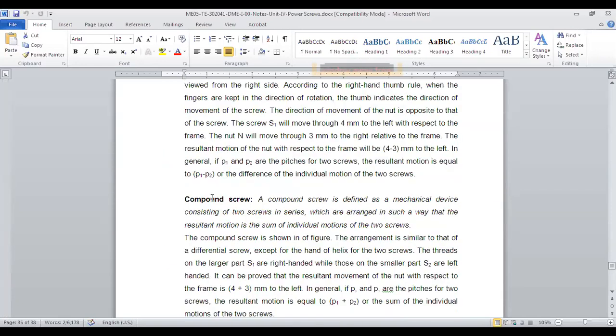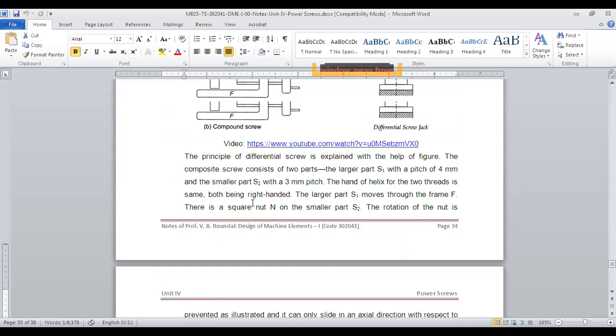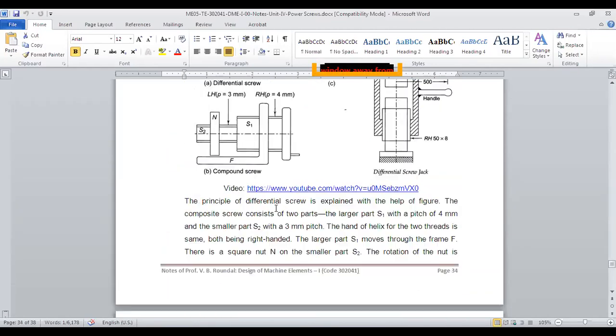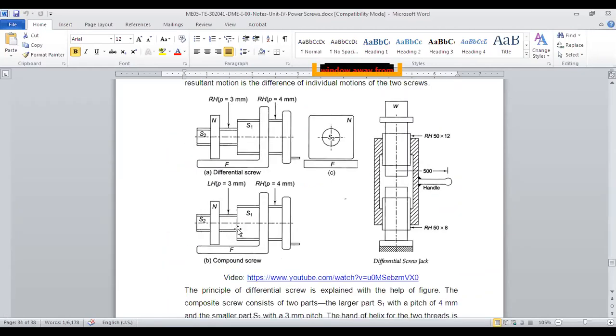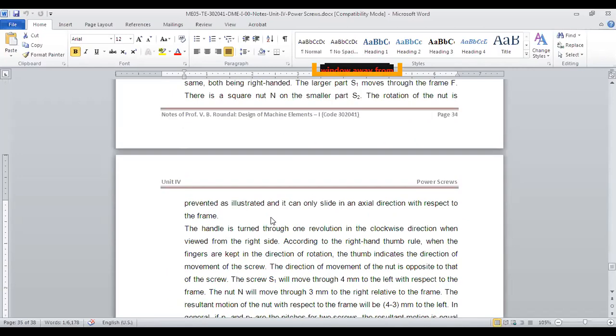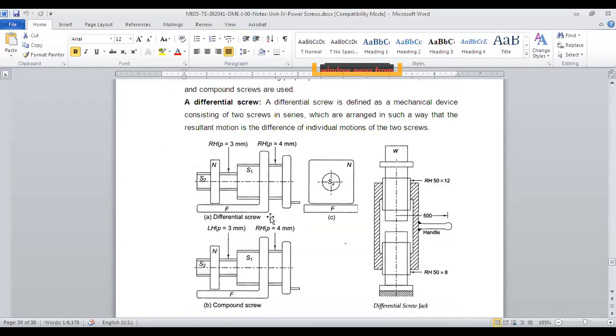So what is a compound screw? Compounding means you are adding. So differential means difference and compounding means adding. If we change the direction of screw S2, then it will go 4 plus 3, which is 7 mm. So if we want a large movement, then we can use a compound screw. Okay. So this is how the differential or compound screw works, right?